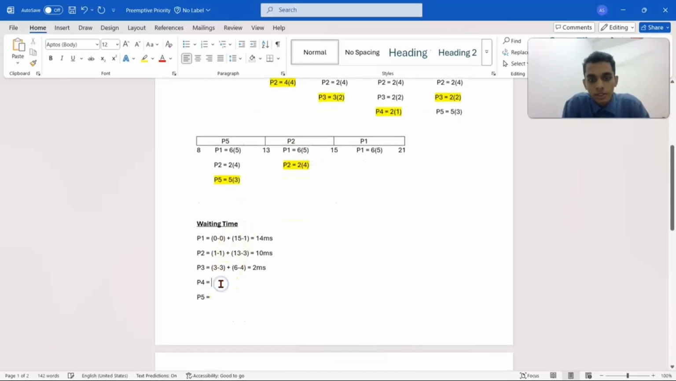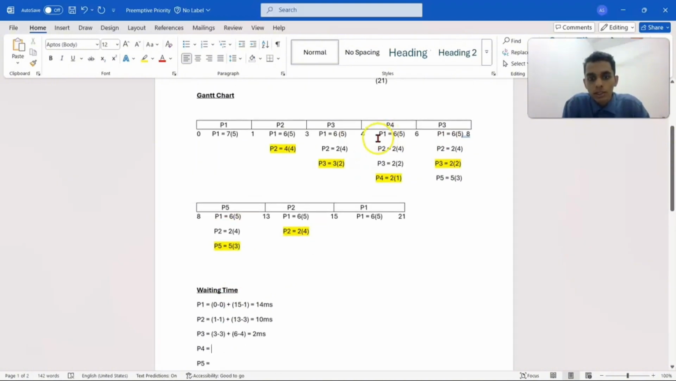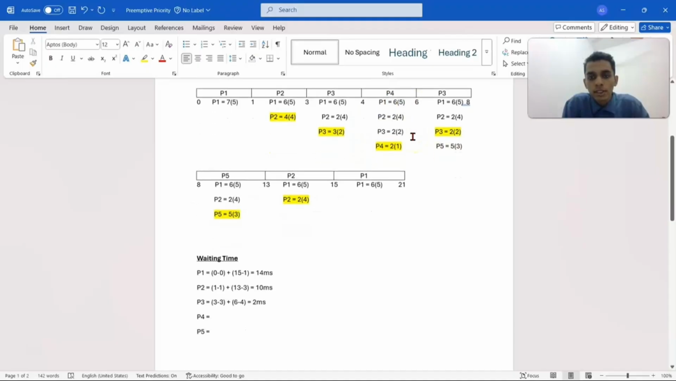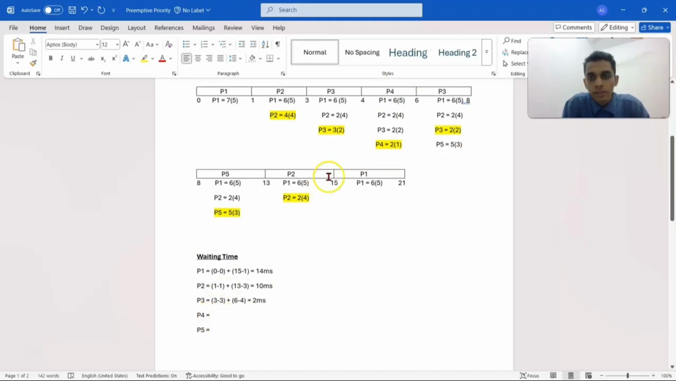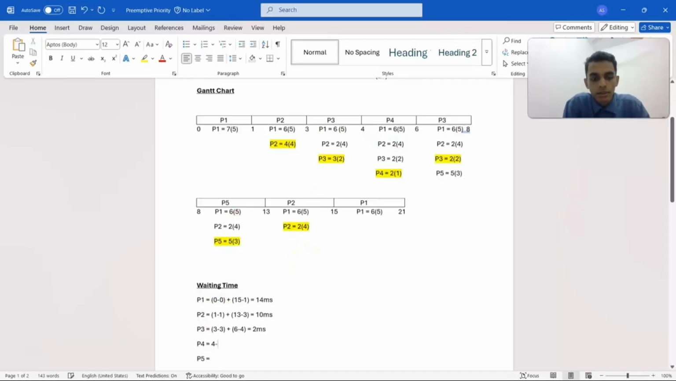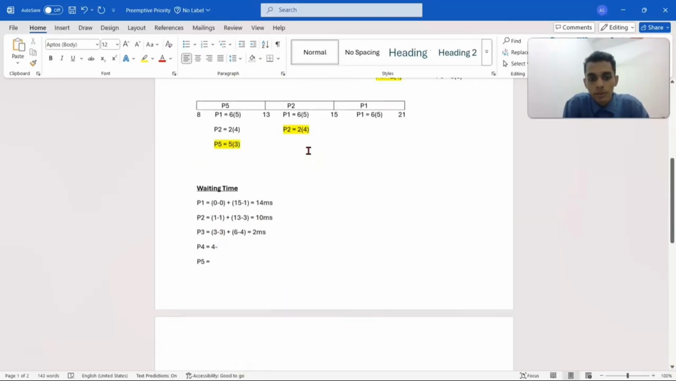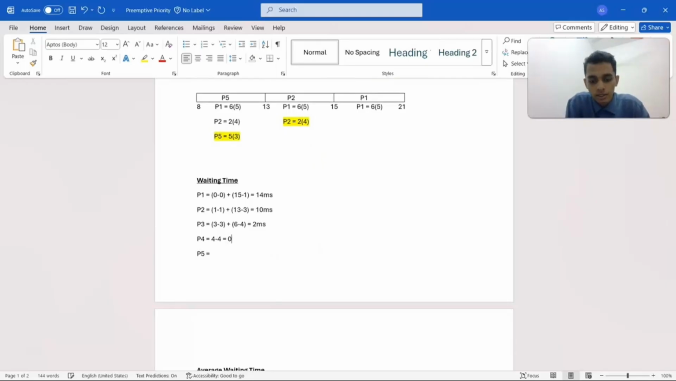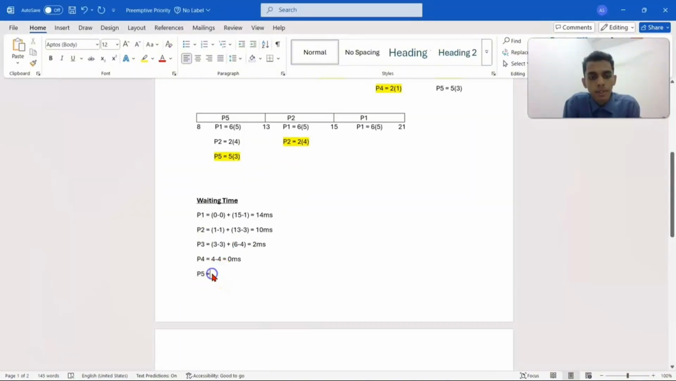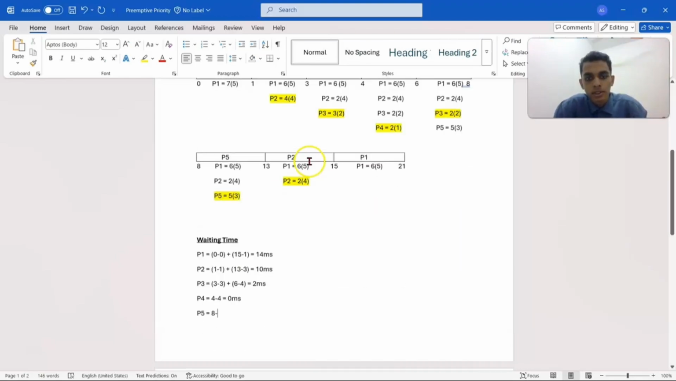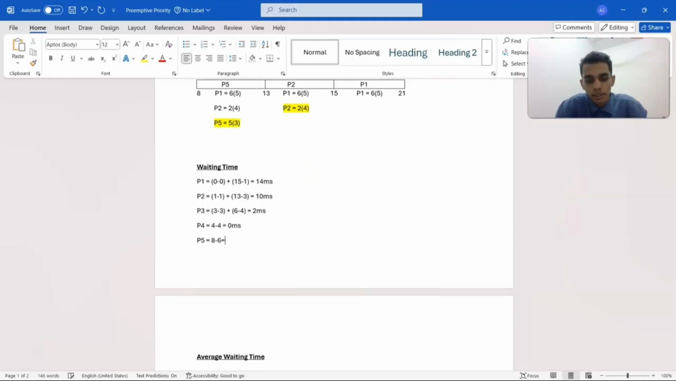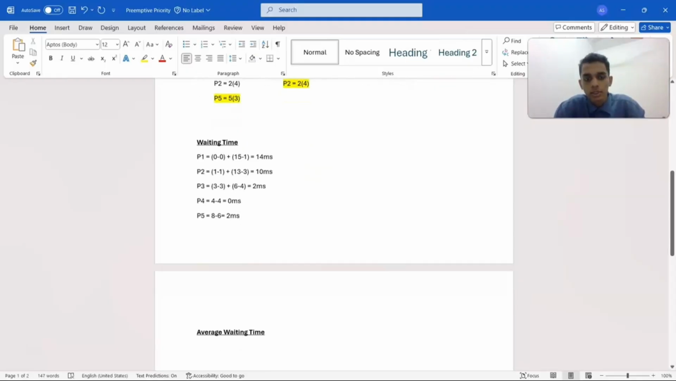For P4, it's straightforward because it only ran once from 4 milliseconds to 6 milliseconds. And how to calculate this is you have to take the response time, which is 4 milliseconds, minus the arrival time, which is 4 milliseconds also, and you'll get 0 milliseconds. P5 follows a similar process to P4 because it ran only once, so we only have to calculate it once, which is the response time starting at 8 minus the arrival time, which is 6, and you'll get 2 milliseconds of waiting time.